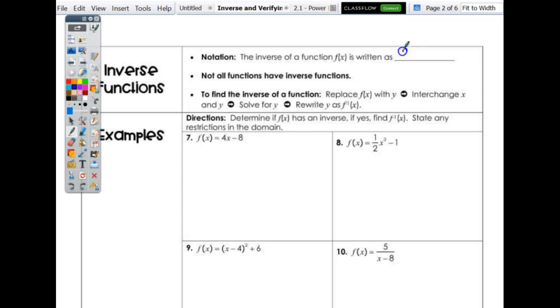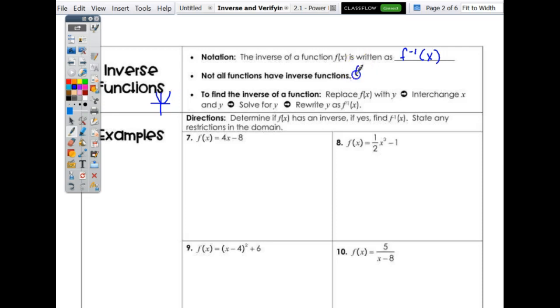So the inverse of a function is written like this. So the inverse of f of x. And not all functions have inverse functions. So it's going to fail the horizontal line test if it doesn't have an inverse. So what two parent functions can you think of that would fail and not pass? Which one do we spend all our time talking about almost? Does that pass the horizontal line test?